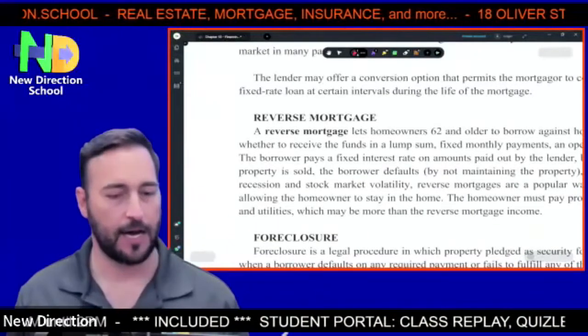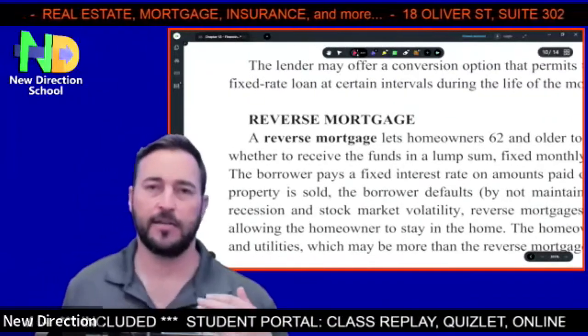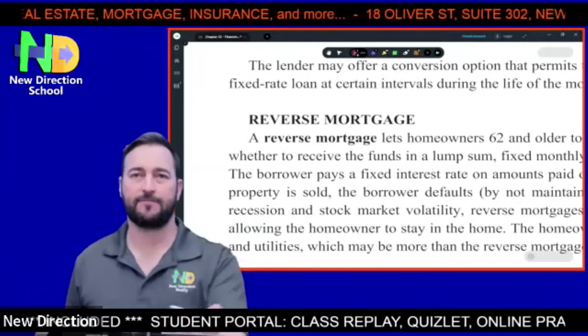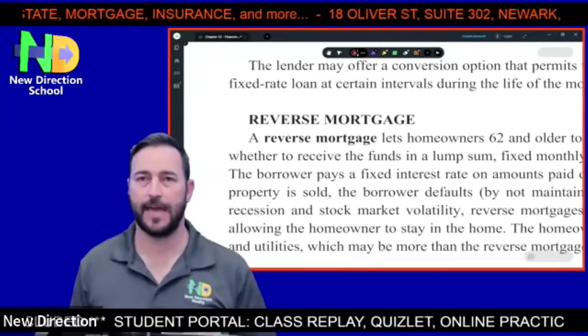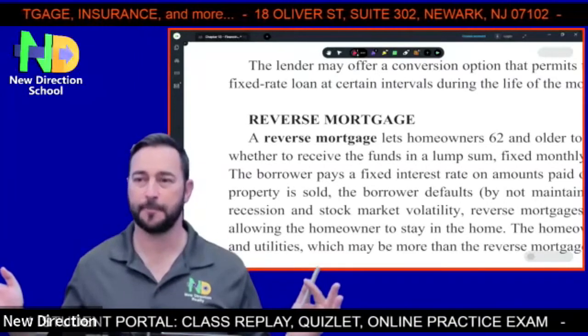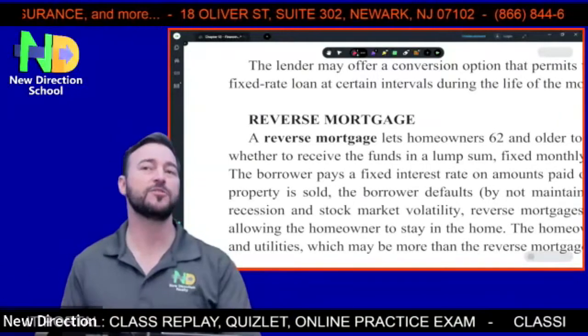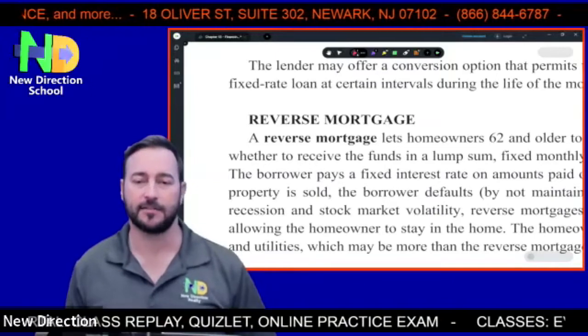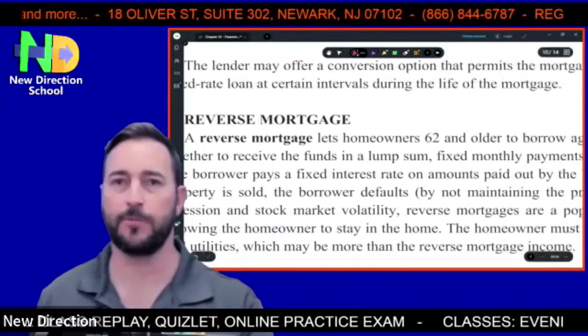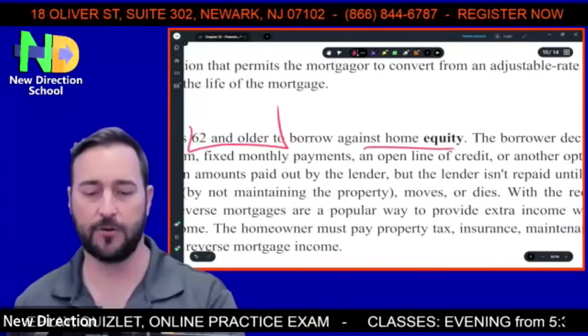Okay. Reverse mortgage. A reverse mortgage is where you get paid for your house. Every month, you get paid for your house. Isn't that a good thing? Get paid by who? By the lender. The lender pays you versus you paying the lender. Now, the thing is, this is only available for people who are 62 or older, and they're borrowing against their equity.